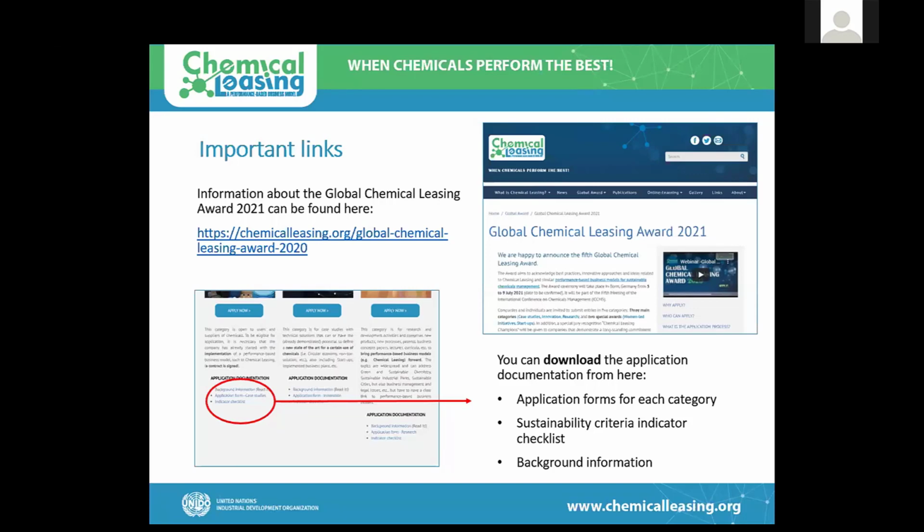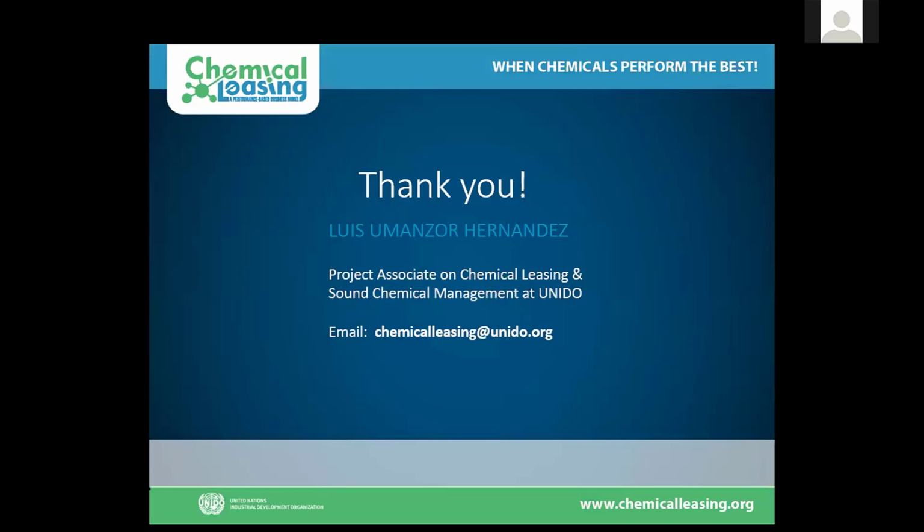So as I see, we have several questions. So I will leave this. I will invite you all to apply. The deadline for application is December 15. So we have enough time to apply for the award. If you are a company and you don't know how to apply, please contact us at chemicalleasing@unido.org, or you can also contact different cleaner production centers and experts that we have all over the world.